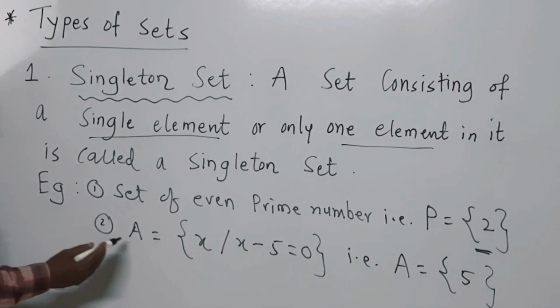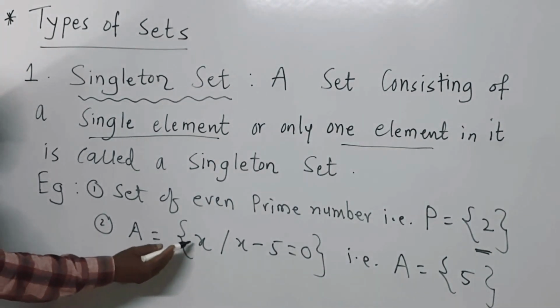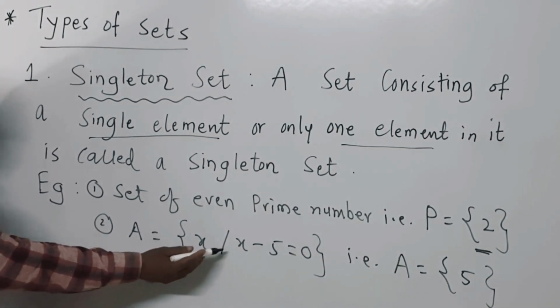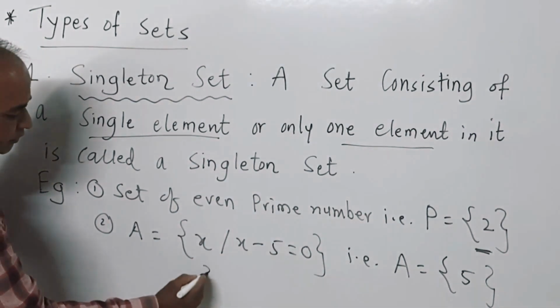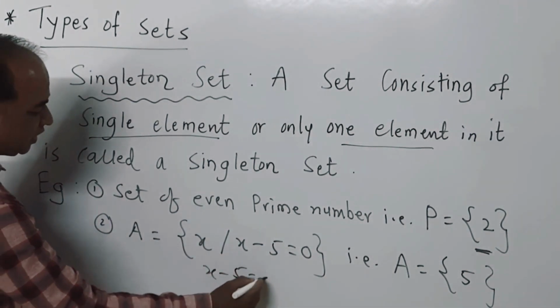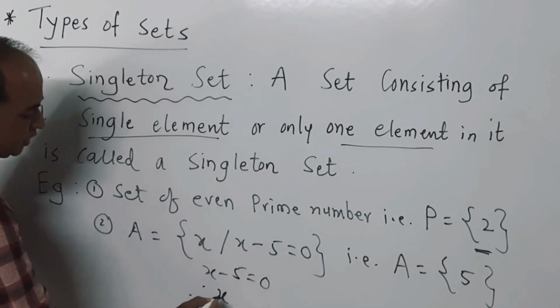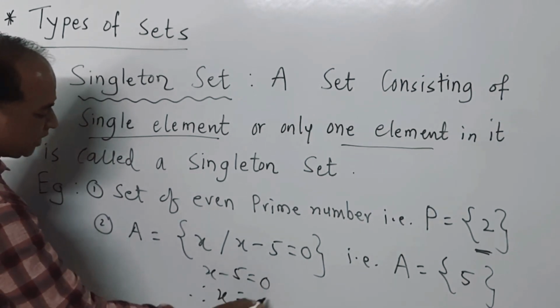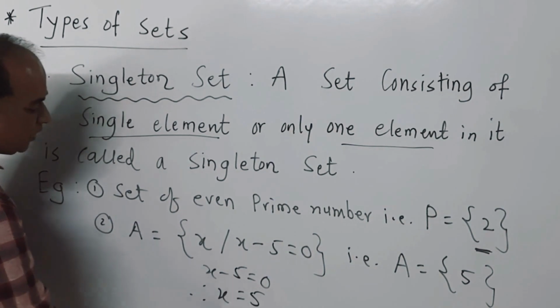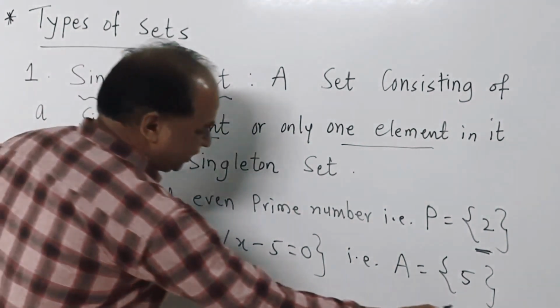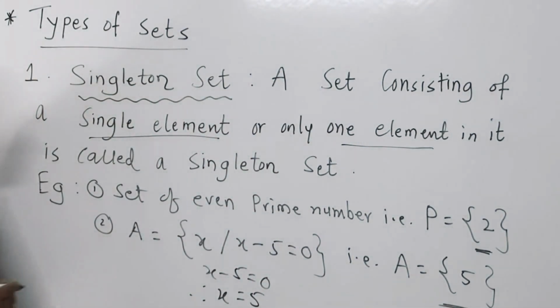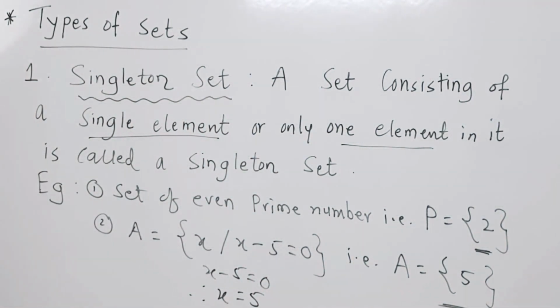Then the second example, A is equal to the set of all x such that x minus 5 equal to 0. Here we have to solve this equation, x minus 5 equal to 0. Therefore, x is equal to 5, this minus 5 will come on the right hand side. So only one value, 5. So this set A is equal to {5}. So it is also a singleton set.